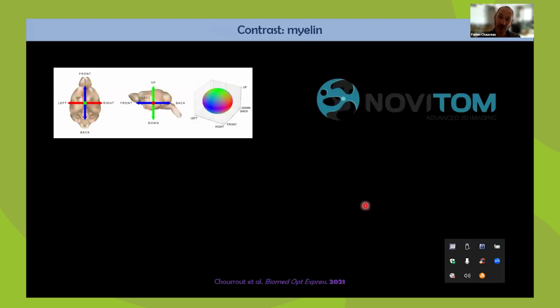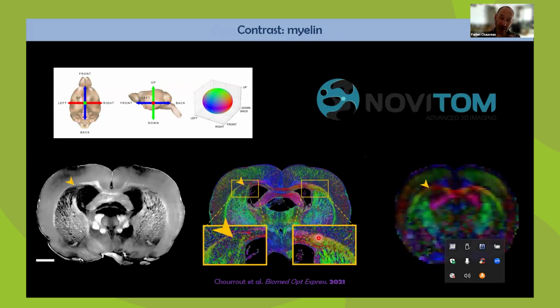Then we worked with a company in Grenoble called Novitome to try to recover the orientation of the fibers, just like you do with diffusion tensor imaging. So here you have a comparison that is not totally fair, because this is ex vivo imaging at the synchrotron, and this is an in vivo image from the MRI. So obviously the resolution cannot be compared, but I want to make the point that we are able to get the same outputs, which are the fiber directions, and they are color coded here.